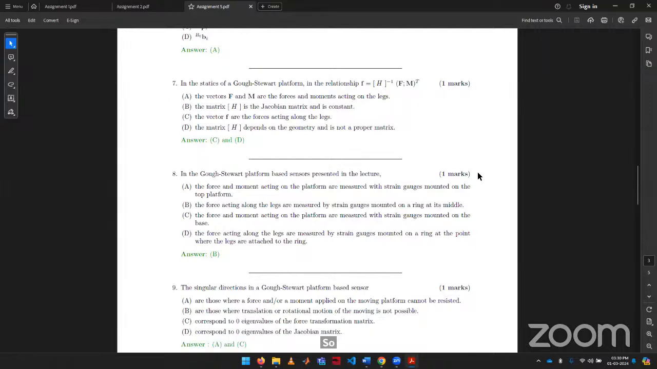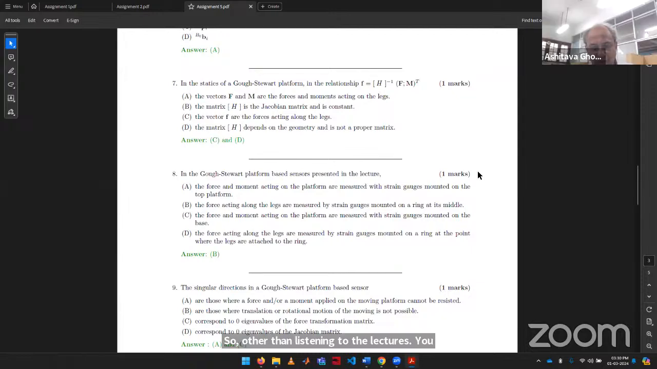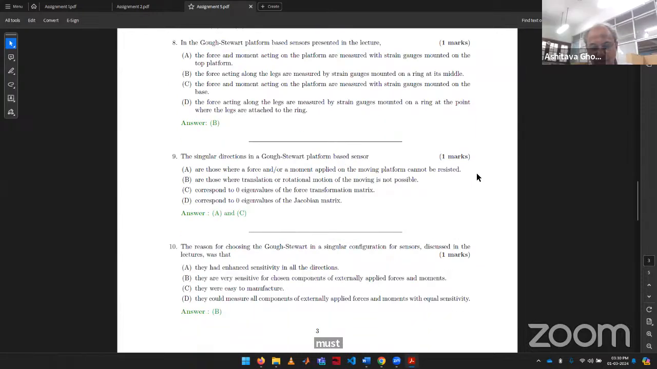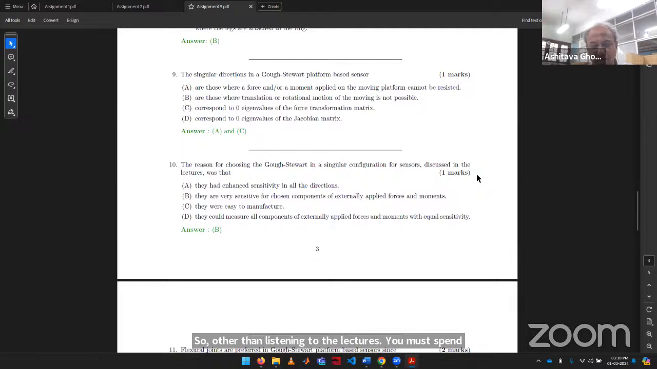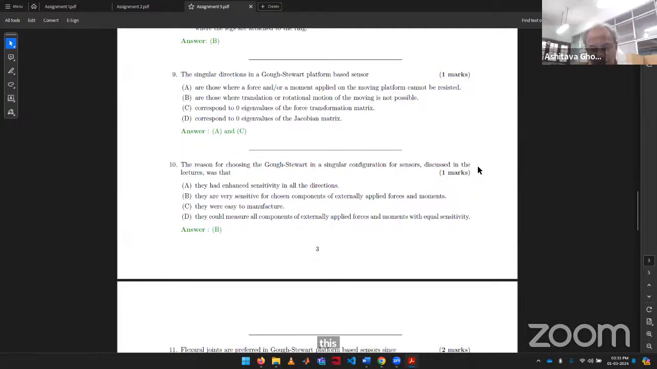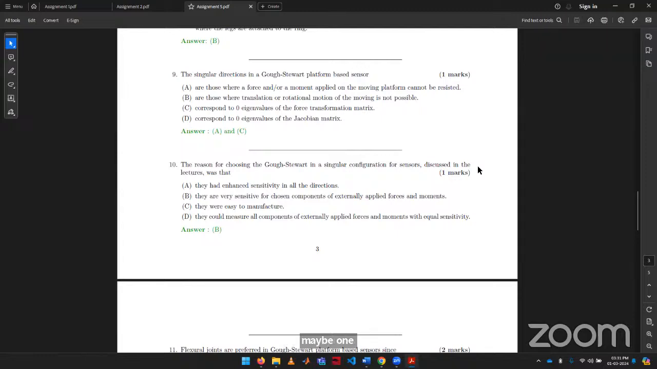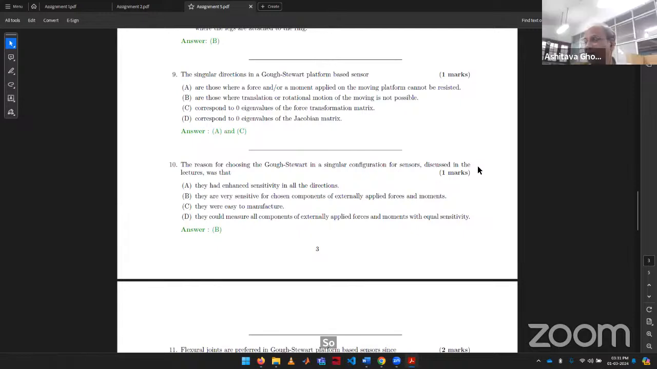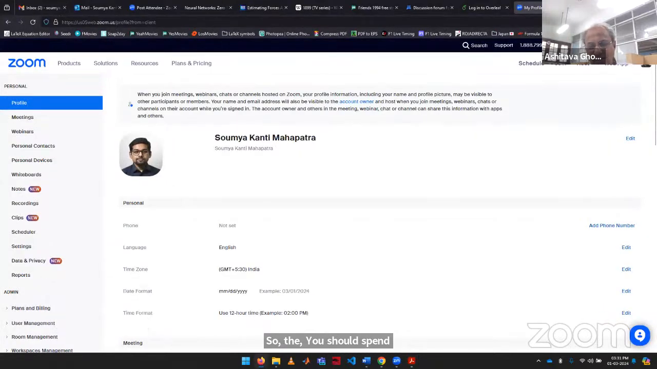So other than listening to the lectures, you must spend, I am telling everybody this, maybe 1 hour. So if there is a 3-hour lecture in a week, you should spend maybe 2 hours more listening to it again, and try to make some notes, just like any other course.